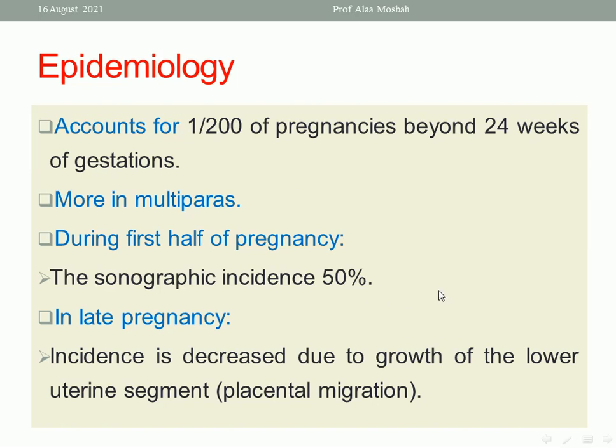This is what is called placental migration. You can see it low-lying in the first half of the pregnancy, then during follow-up by ultrasound in the second half you will find that it is high up. So this is because the lower uterine segment is enlarged, so the placenta looks like it has migrated up.